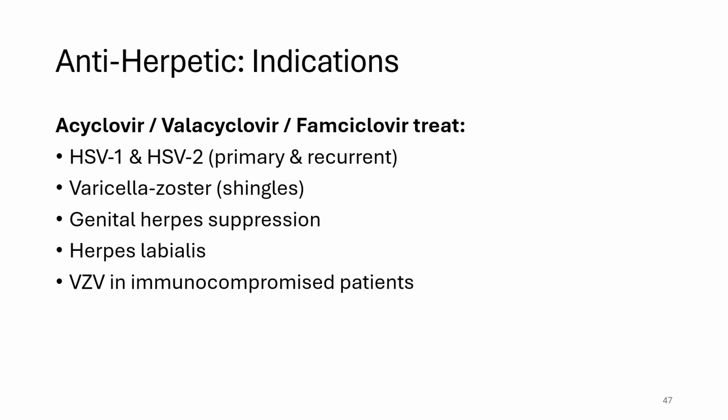Another important indication is genital herpes suppression. So we give this chronic daily therapy to reduce outbreak frequency and reduce transmission risk. You will also see these medications used for herpes labialis or cold sore, especially in patients that have severe or frequent episodes. And finally, you can use these agents in varicella-zoster virus in immunocompromised patients where infections can be more severe and potentially life-threatening. So two big classes, HSV and VZV, same drug class, same mechanism. Basically, the difference is how we are dosing them based on the virus they're treating.